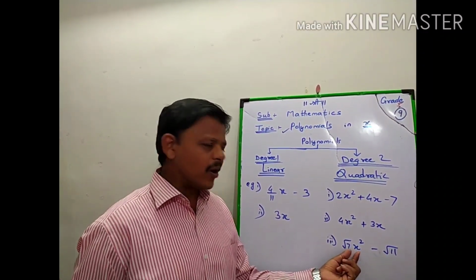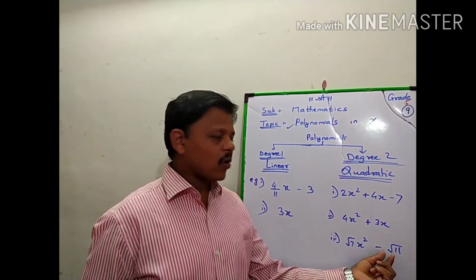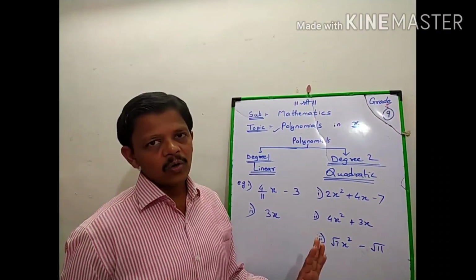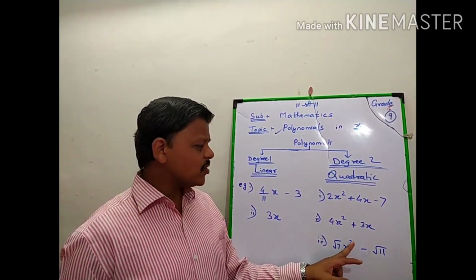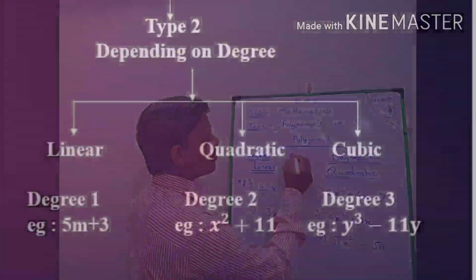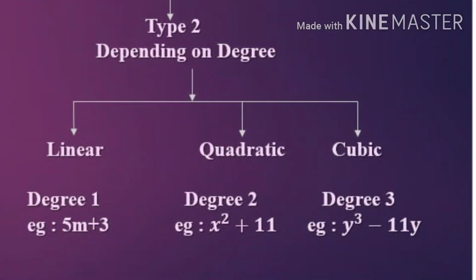Again, the same point. Coefficient कुछ भी रहने दो, constant term कुछ भी रहने दो, but the variable should not have a root. Variable is a whole number. This is a 2. So degree 2, quadratic. Similarly, the third would be degree 3, cubic. We will call it as cubic.